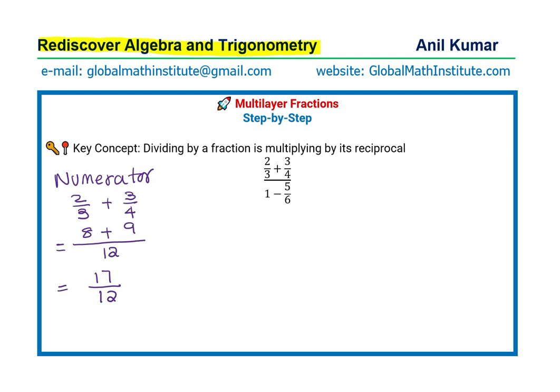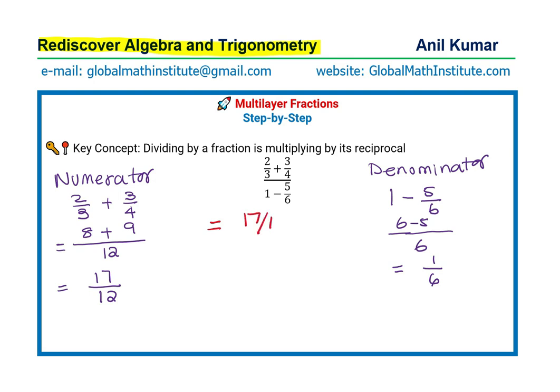Now let's also simplify the denominator. Denominator in this case is 1 minus 5 over 6. So 1 minus 5 over 6, take common denominator of 6. So we get 6 minus 5, which is equal to 1 over 6. So basically, this multi-layer fraction can now be written as 17 over 12 divided by 1 over 6.